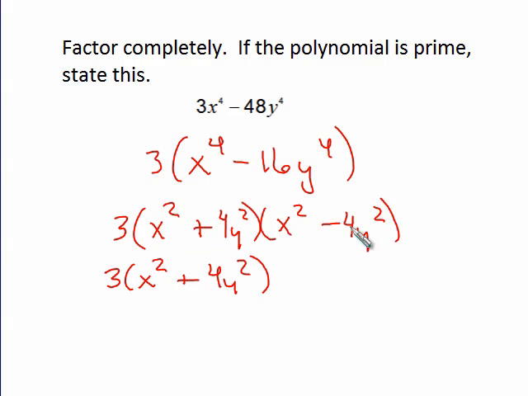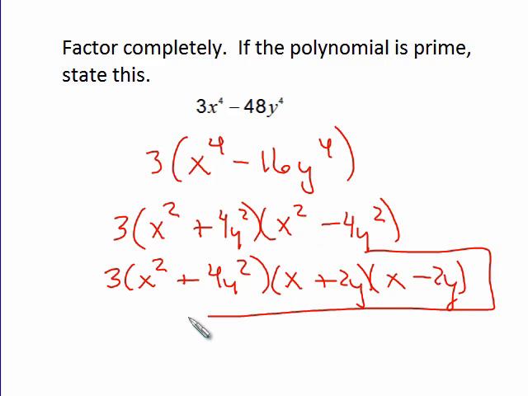However, since these are perfect squares, and it's a difference of squares, then it will be factored to be conjugates again. X squared is going to have to be x times x, and 4y squared will be 2y times 2y. Now in this final version here, since my highest power is 1, then they won't factor any further, so they must be prime. So this is the final factorization of 3x to the fourth minus 48y to the fourth.